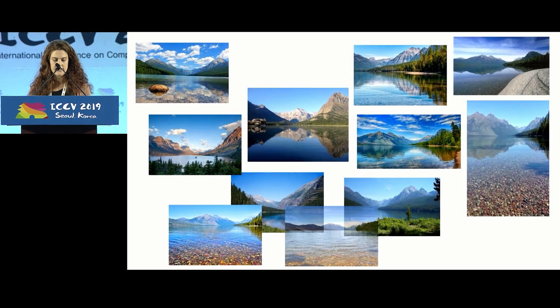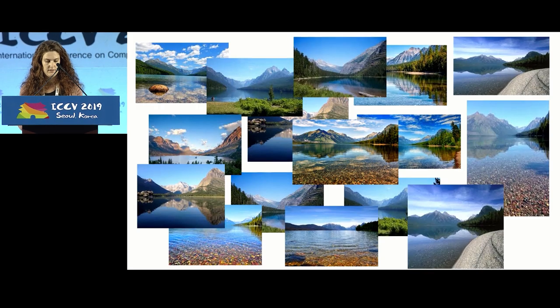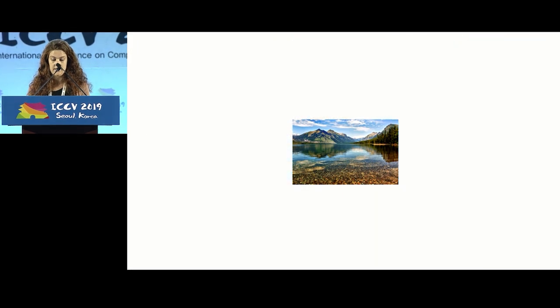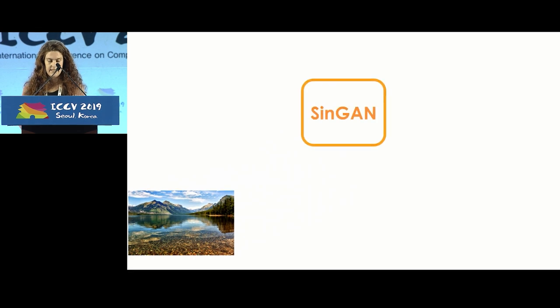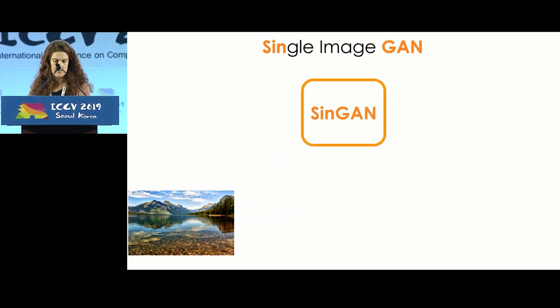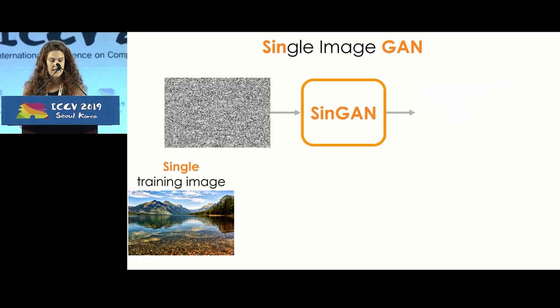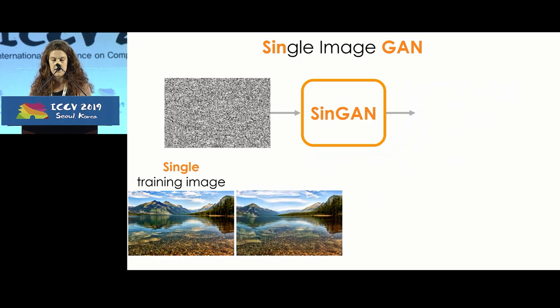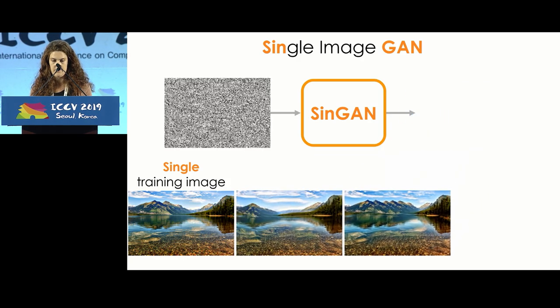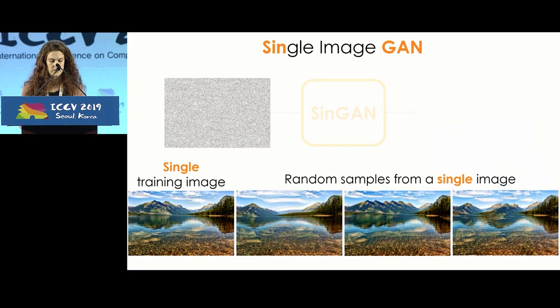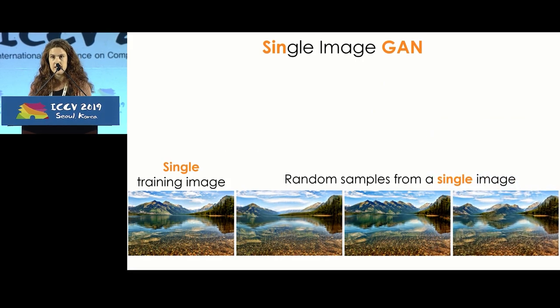Unconditional GANs have shown remarkable progress. However, learning to generate high-quality, complex scenes requires a very large dataset. But what if we have only a single image? We introduce SinGAN, a powerful generative model that can be trained just from a single natural image. Given only a single training image, SinGAN is able to generate high-quality, diverse samples that carry the same visual content as the image. Our model is unconditional and does not require any object class label or external data.